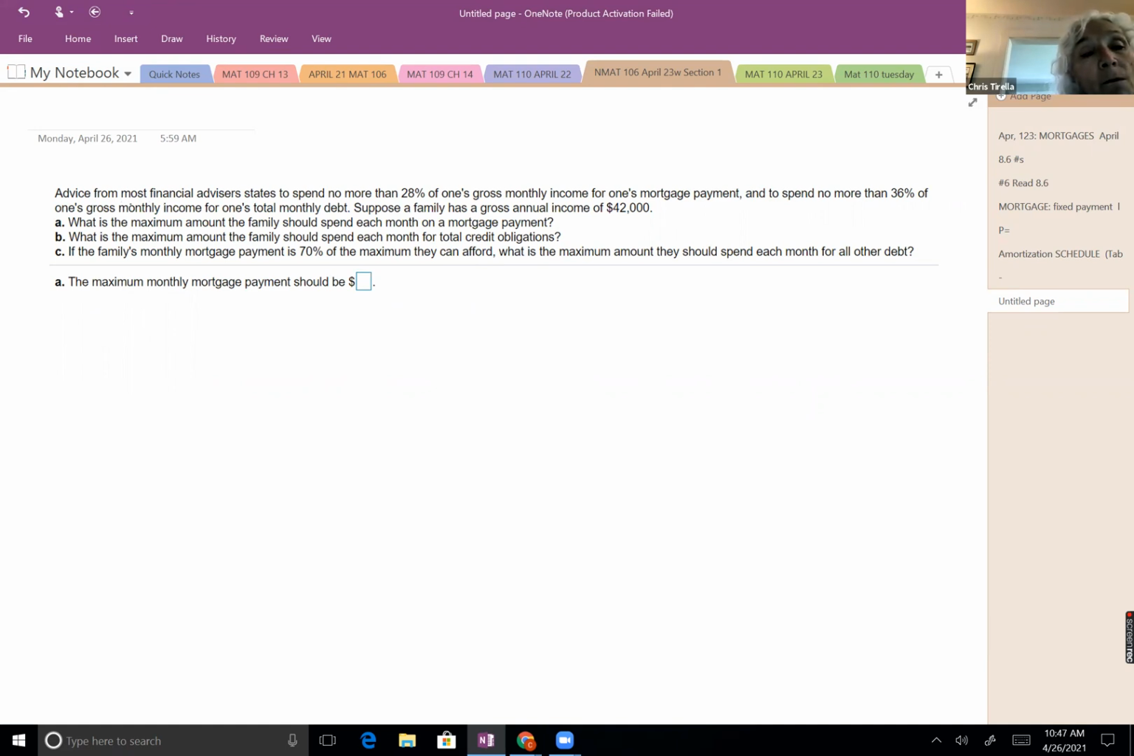It first says, advice from most financial advisors state to spend no more than 28% of one's gross monthly income for one's mortgage payment, and to spend no more than 30% of one's gross monthly income for their total monthly debt. Suppose a family has a gross annual income of $42,000. What would be the maximum monthly mortgage payment?